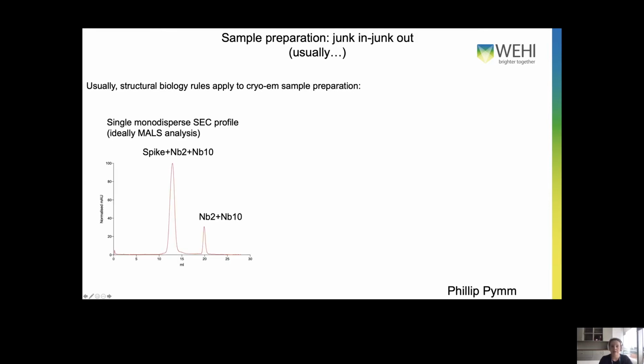In this case, Phil from the Tam lab prepared a complex between nanobodies 2 and 10 and the spike protein. The spike was purified from HEK cells, and nanobodies 2 and 10 from E. coli. He made the complex by mixing an excess of nanobodies 2 and 10 with the spike protein. And here you can see the size exclusion profile showing a single peak for this complex. This is exactly what we want to see: a homogeneous sample.